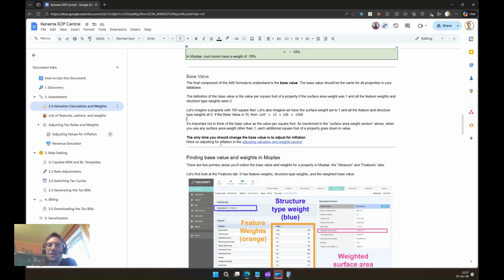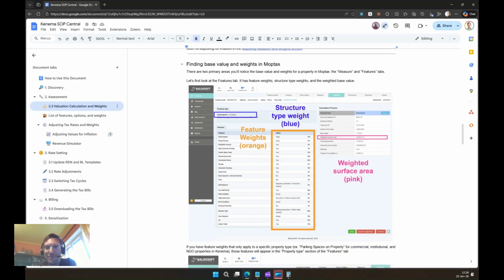The only time you should change the base value is to adjust for inflation. Other than that, you should never change the base value because it is based on a calculation. It's based on a formula that was very precisely set, and if you were to change the base value, it would ruin that formula. So you should not change the base value other than for inflation. And we'll talk about that later.